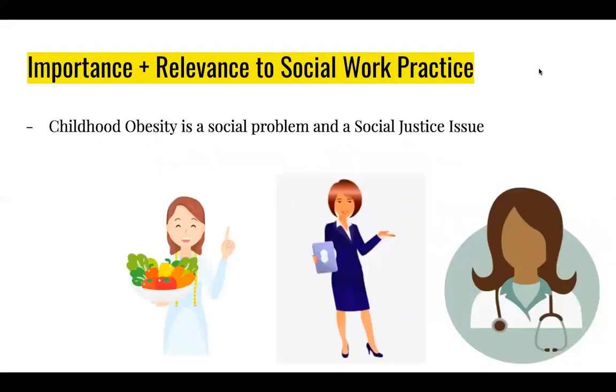Childhood obesity is of importance and relevant to social work practice because it is a social problem and a social justice issue. Physicians often will look at deficits in the child's life and try to fix those. The social worker, utilizing a strengths perspective, can look at strengths and positives in the child's life and build upon them to make a plan to combat child obesity. Childhood obesity requires a comprehensive intervention with many suggestions to utilize physicians, dietitians, and social workers.